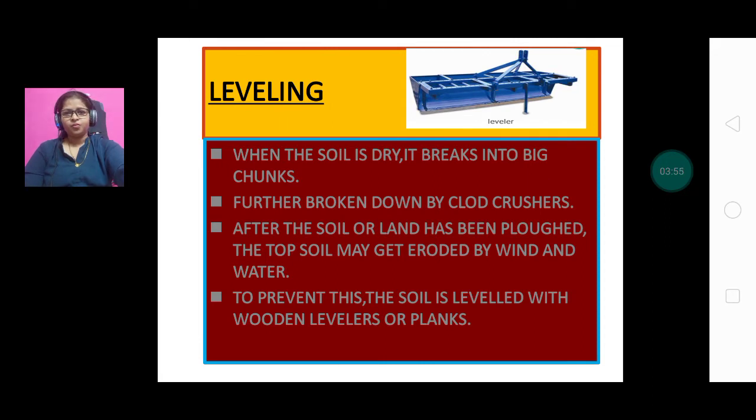Once you are done plowing, we need to follow leveling. So what is done in leveling? When the soil is dry, it breaks into big chunks, which are further broken down by crushers. After the land has been plowed, the topsoil may get eroded by wind and water, and to prevent this, the soil is leveled with wooden levelers or planks.